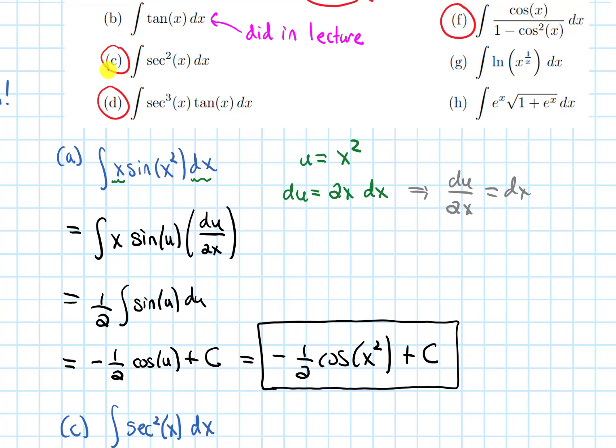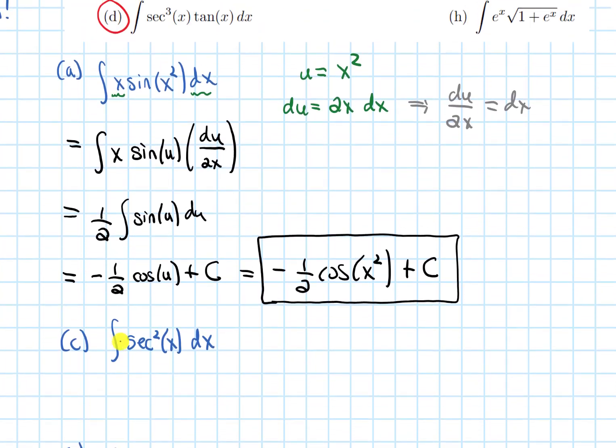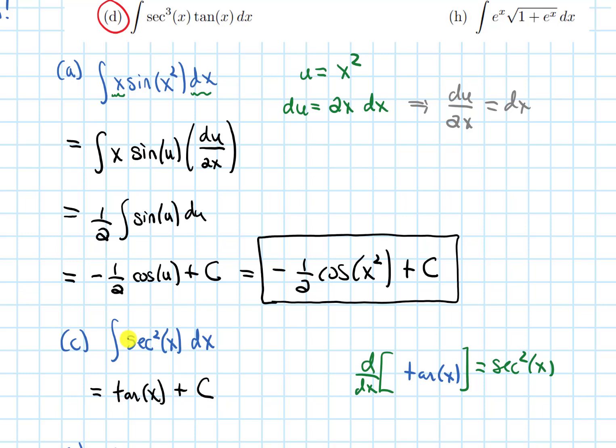Alrighty, let's do part C. So in C, we have the antiderivative of secant squared. So for this, we don't need any u-sub. We know what this is. We know a function that we can take the derivative of to get secant squared. So what was that function? Well, it's just tangent. Derivative of tangent is secant squared. So that means the antiderivative of secant squared would be tangent of x. And of course I got to put the plus c because this is an indefinite integral, which means general antiderivative.